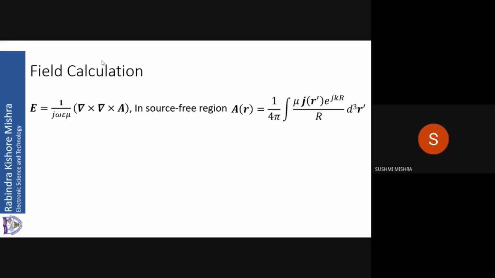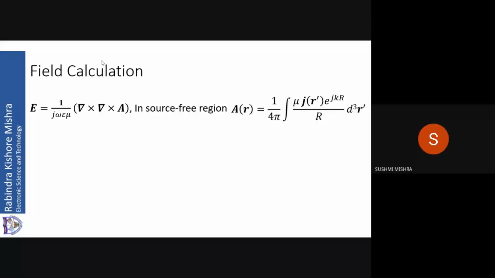Once we know E, in the E we are using a vector potential A. This vector potential we have already seen is given as A(r) equal to 1 upon 4 pi, integration of mu J(r') e^(-jkR) upon R dv'. Now, r' represents the location of the charge or current, so source location is r'. It is integrated over the source and the field is found out at a distant point r. This is how we find out A(r).